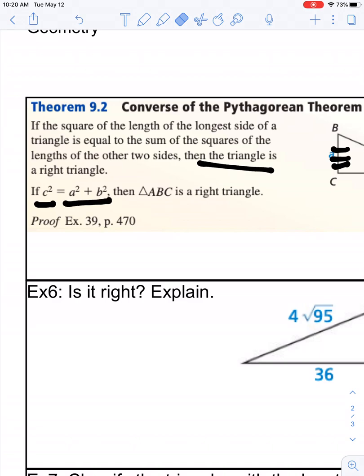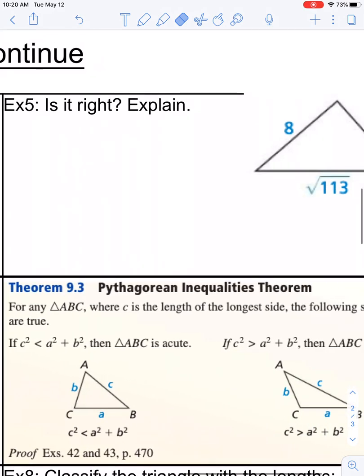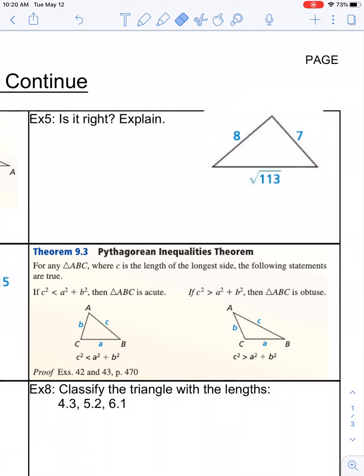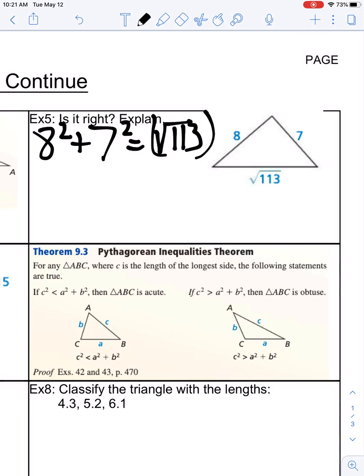So let's go ahead and do some practice here. We're going to apply this concept to this triangle here. We have a triangle where the longest side is the square root of 113. So in order for this to be a right triangle, we need to say 8 squared plus 7 squared equals the square root of 113. Now again, this entire thing must be squared, and so we do the math. 8 squared is 64. 7 squared is going to be 49.